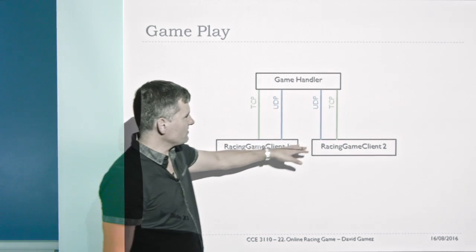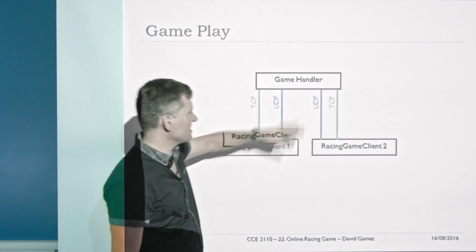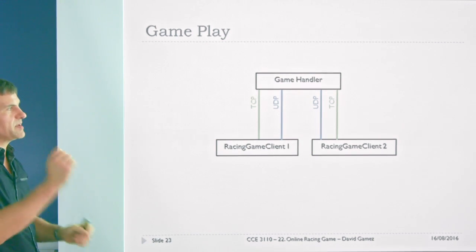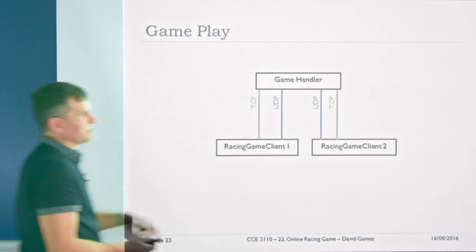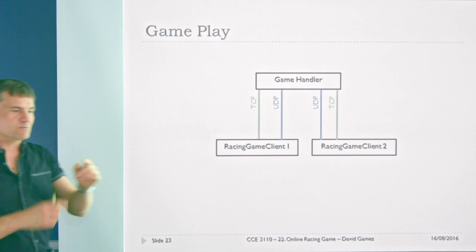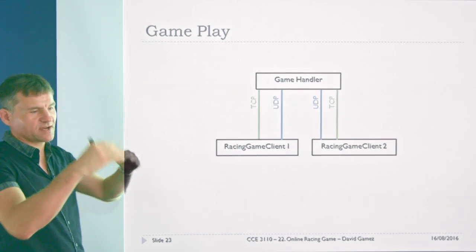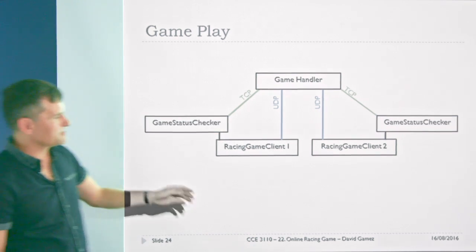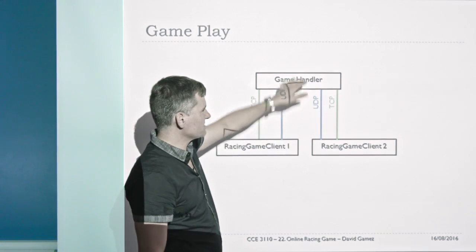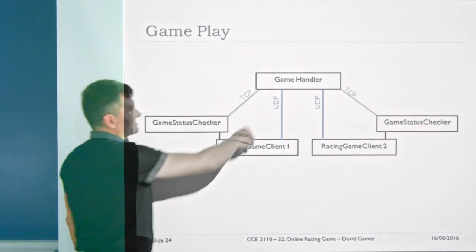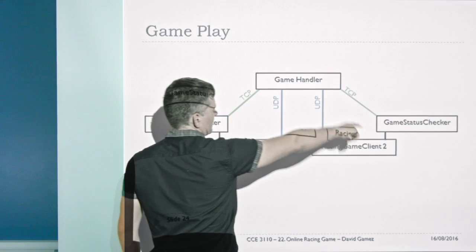Then the two clients set up their UDP connection to the game handler, because each cross they enter, they're going to send a UDP packet to the game handler. And what the game handler is doing is counting up the UDP packets from the two clients. And once the count from one of the clients passes 20, it declares the game won. So it sets up the UDP connection to the handler, and starts up this game status checker that has the TCP connection to the game handler.